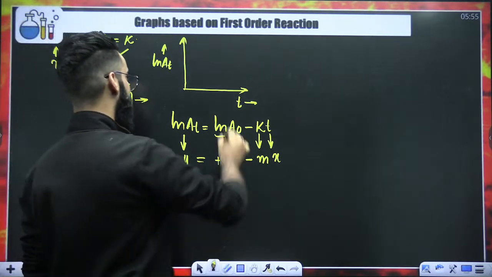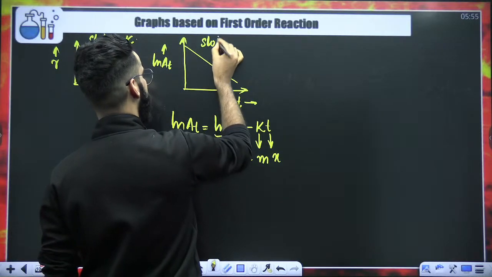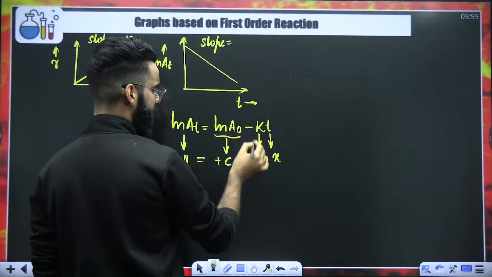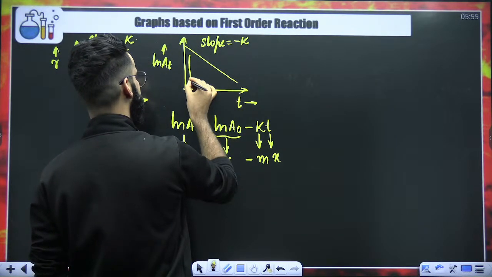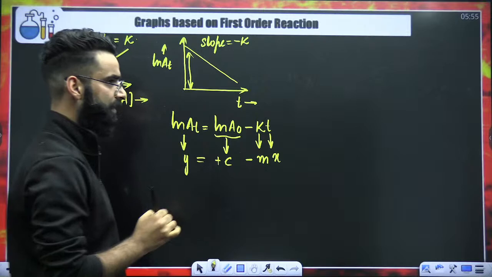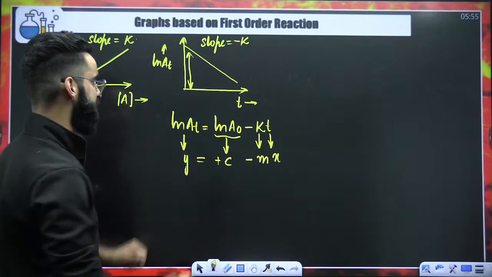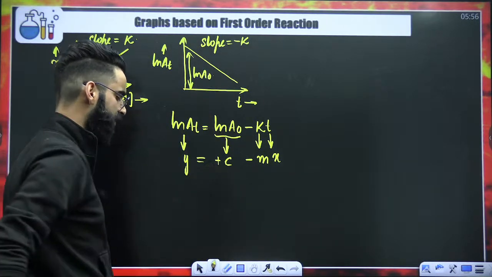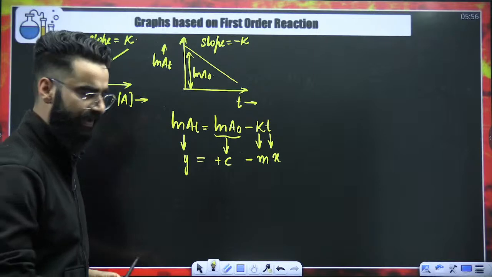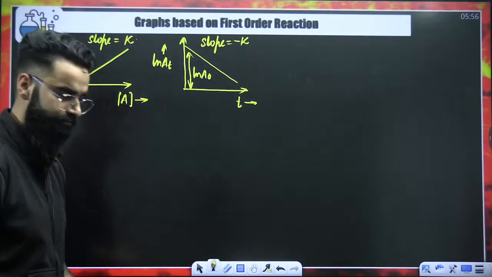What is the nature of the curve? Minus mx plus c, the curve will be like this. What about the slope of this particular curve? Slope of this particular curve is directly equal to minus k. And if you ask me about the intercept, the distance from the origin to the point from where the curve starts, which is denoted by c, that's actually equal to ln of A naught. So this is one more graph, which is again valid for the first order reactions.